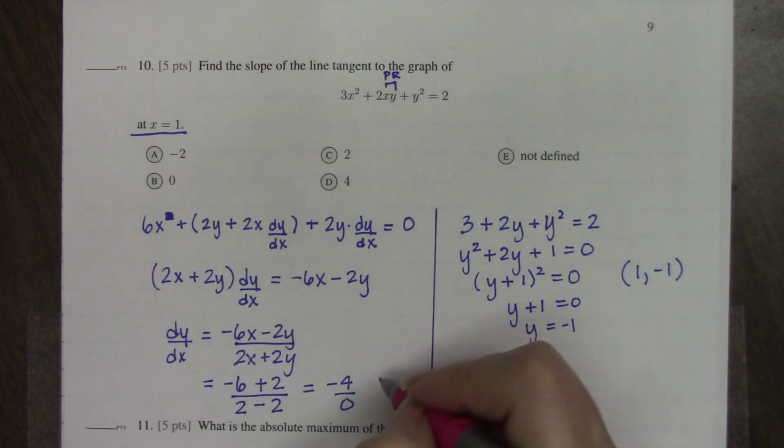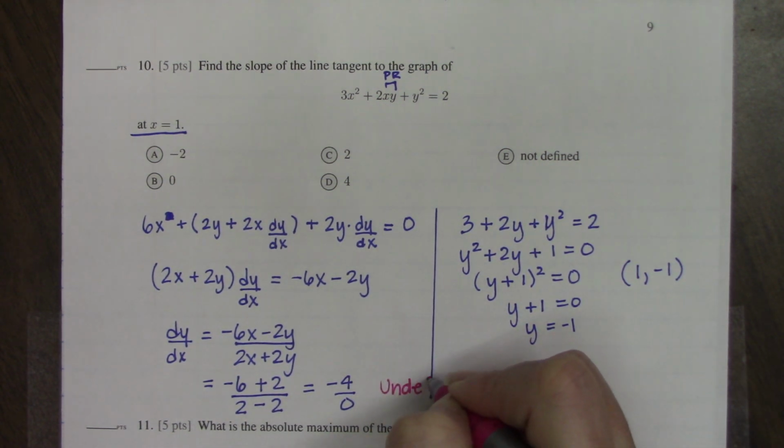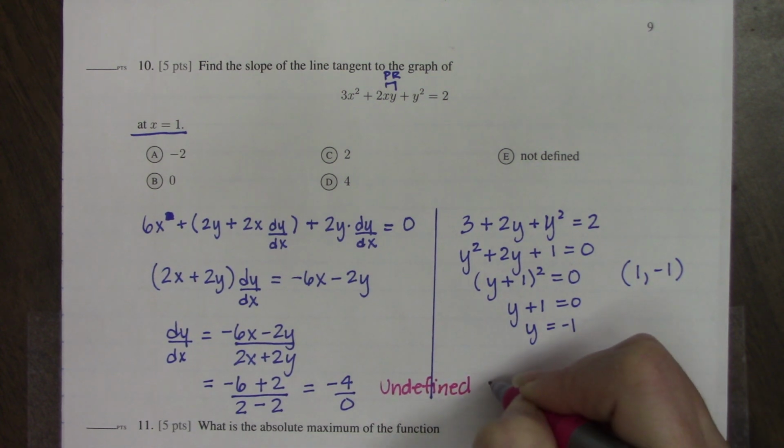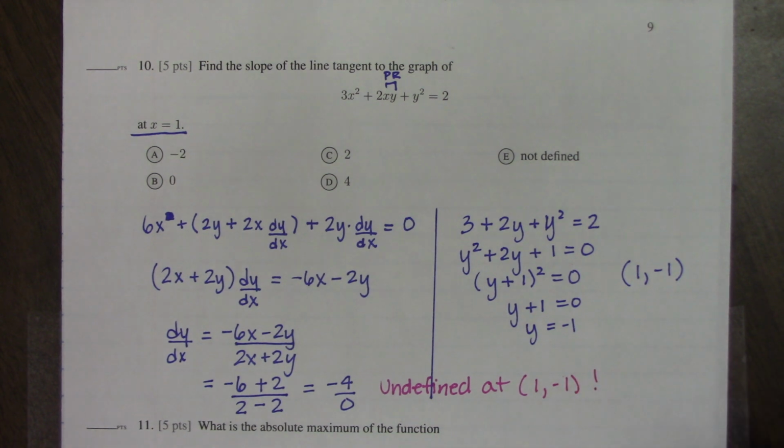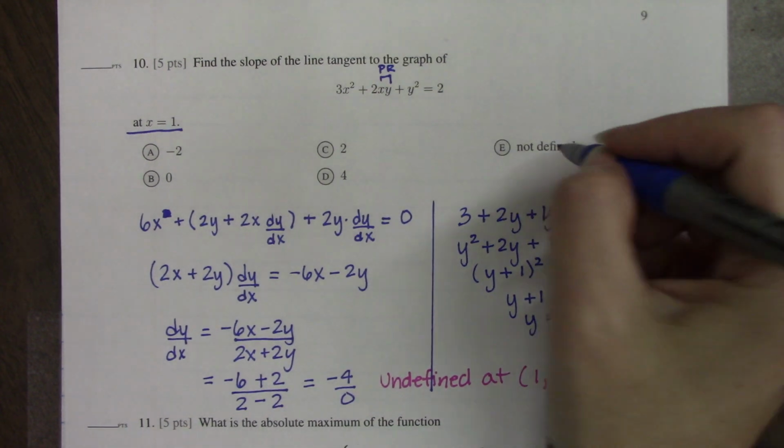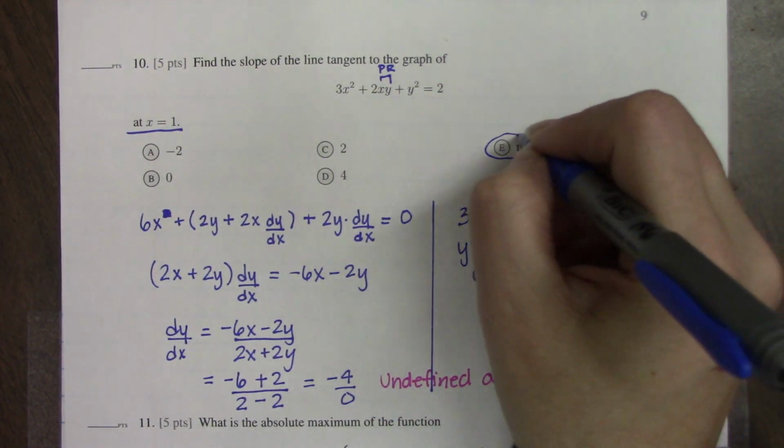Now what this means is that the derivative is undefined at (1, negative 1). So the derivative is not defined at that value.